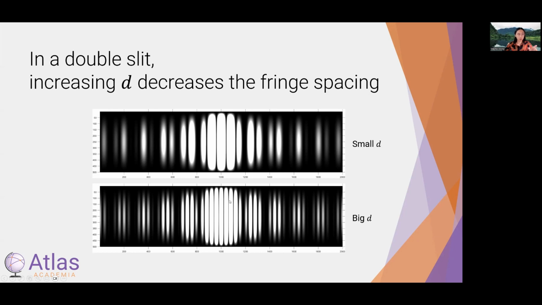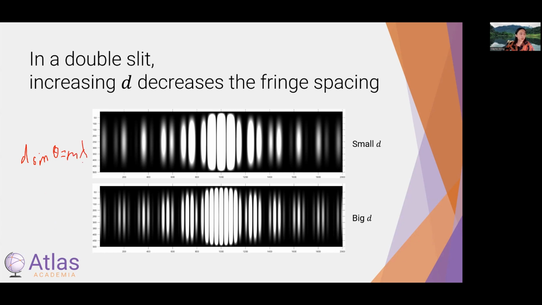So all of the fringes are narrower. So the fringes are spaced closer together. So there are more overall fringes. All of those are saying the same thing. I didn't plan for this, but I'll just do it now. In our syllabus, we have the equation d sine theta equals m lambda.